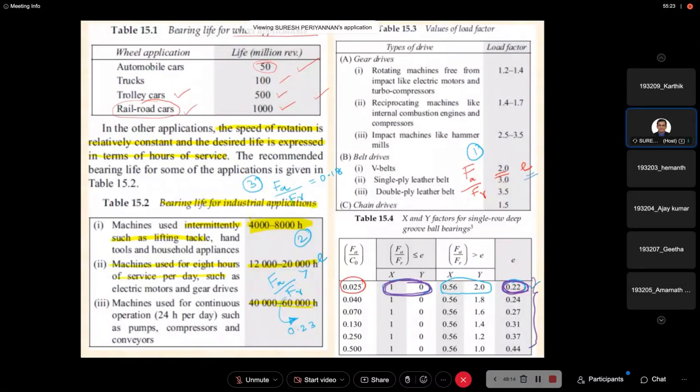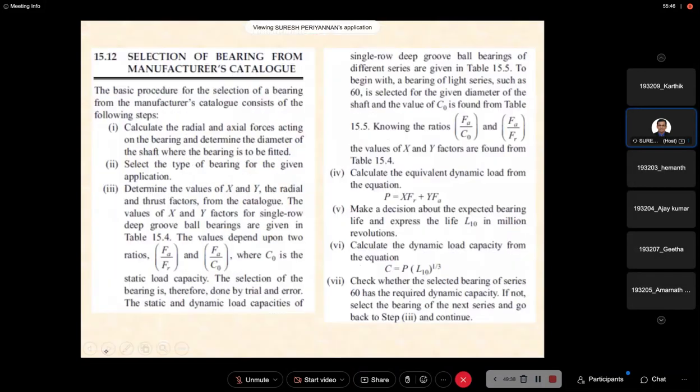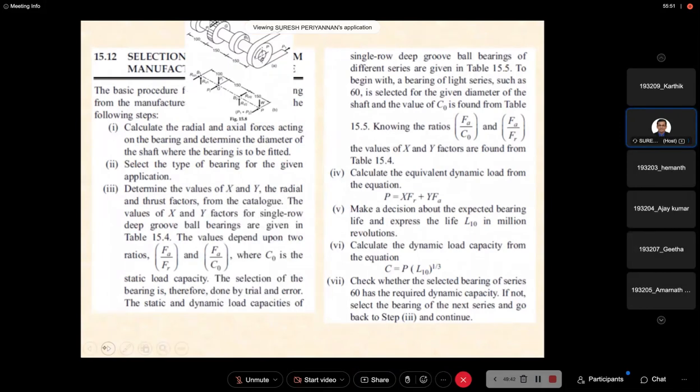Now you have to identify whether our FA by FR ratio is less than or equal to the given manufacturer catalog value, or greater than the given manufacturer catalog value. Based on that only you have to define your load factors. These are the steps to be followed, and we finish the theory today.